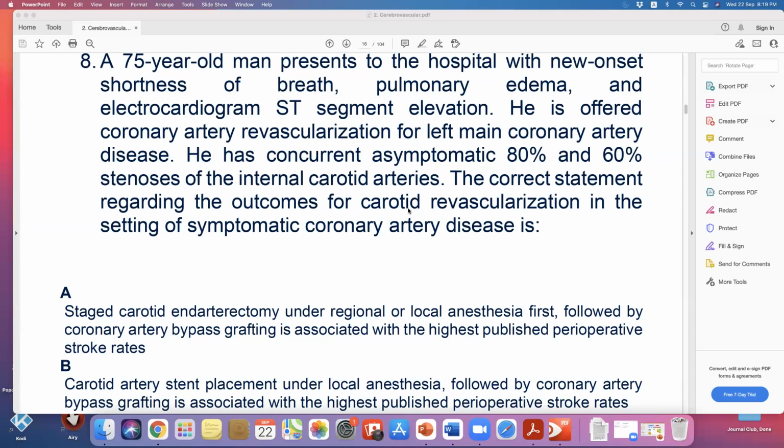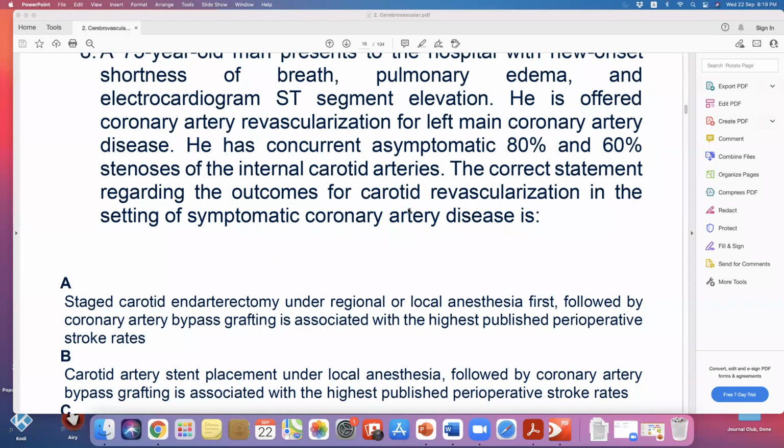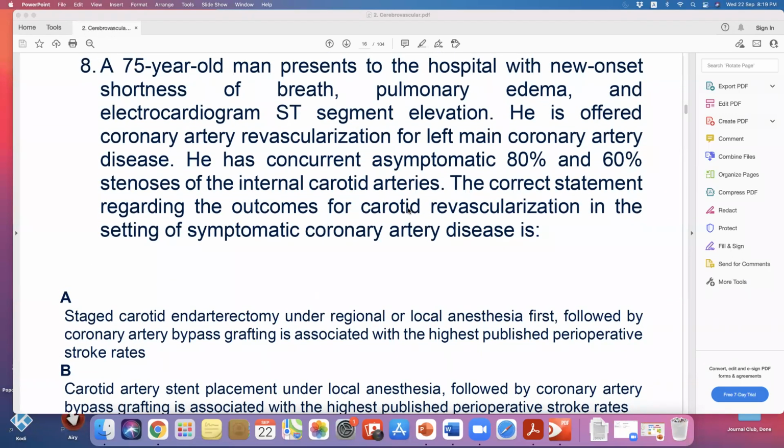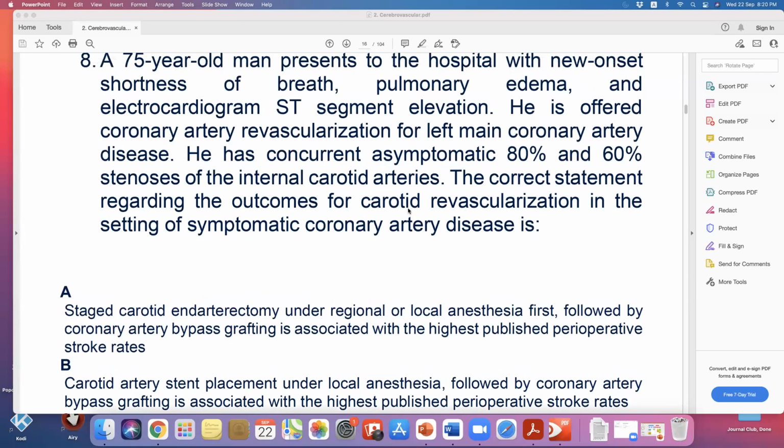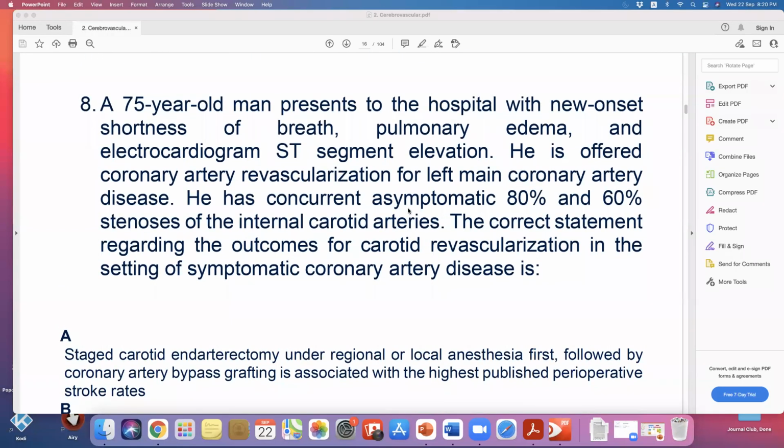I think to put a stent in a patient like this, if he has bradycardia or anything like this, you will have a problem with this patient. To do the carotid before the left main, I think it is risky. So if it is asymptomatic, 80% and the other 60%, with left main disease, I think we can bypass the carotid problem, leave it to another session, and focus our interest on the left main.